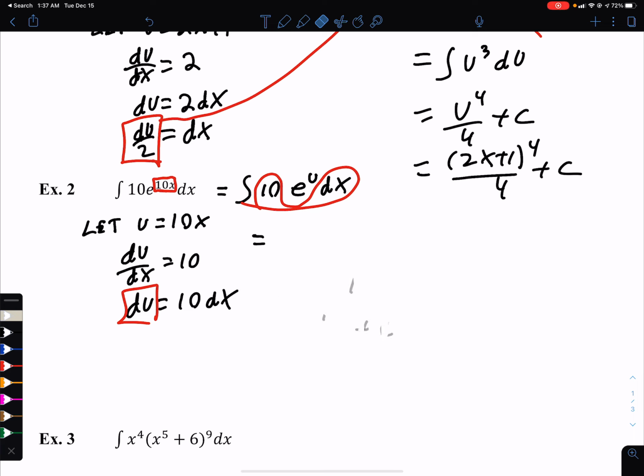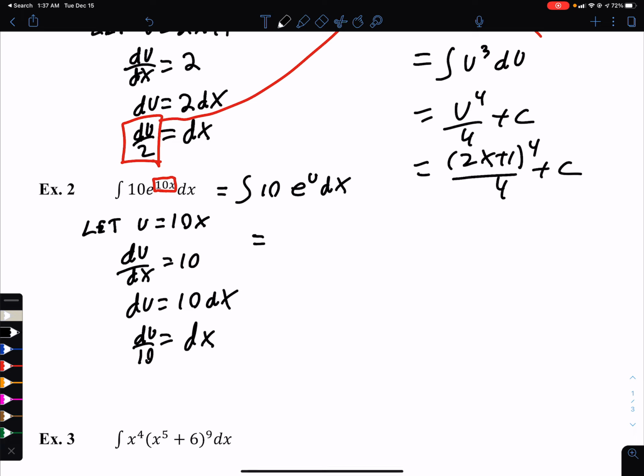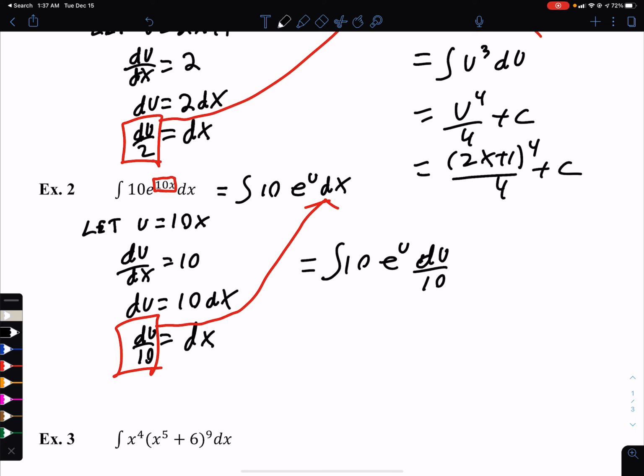So the other way is to solve for dx. I divide both sides by 10 and get du over 10, and I place this in lieu of dx. So that will get me 10 e to the u, and I replace dx with du over 10. Fortunately, those 10s cancel. I get e to the u du. I am my own grandpa forwards and backwards, and I replace u with 10x.